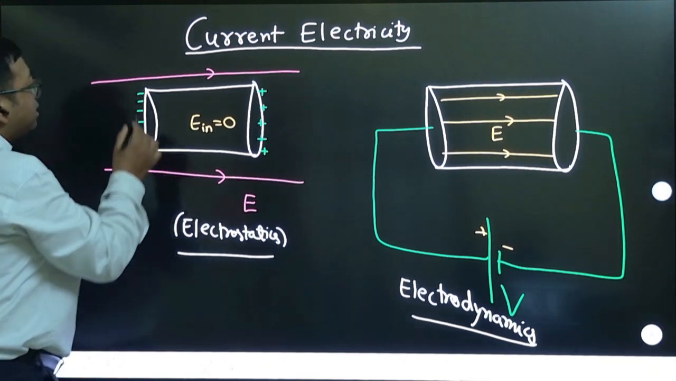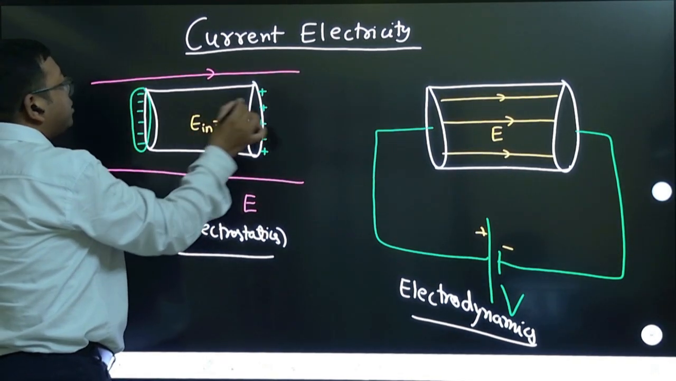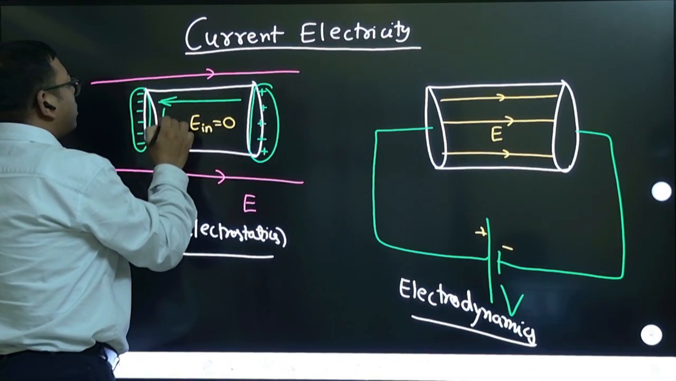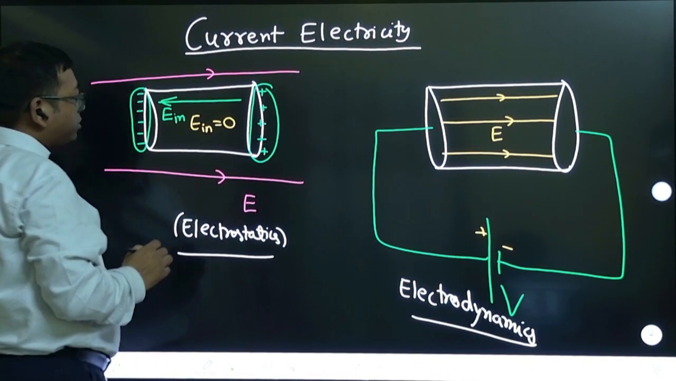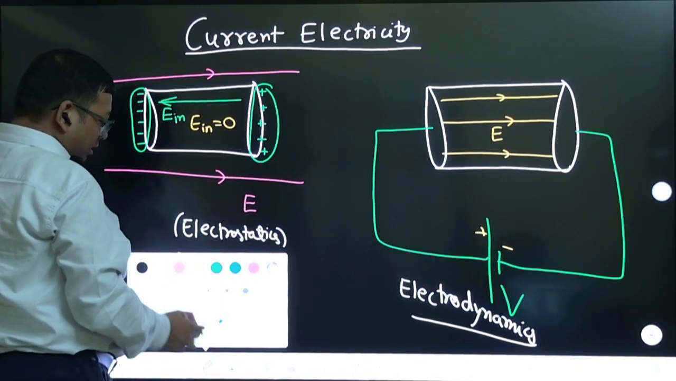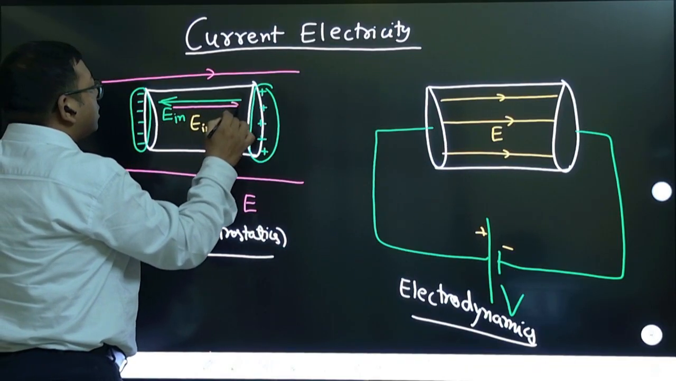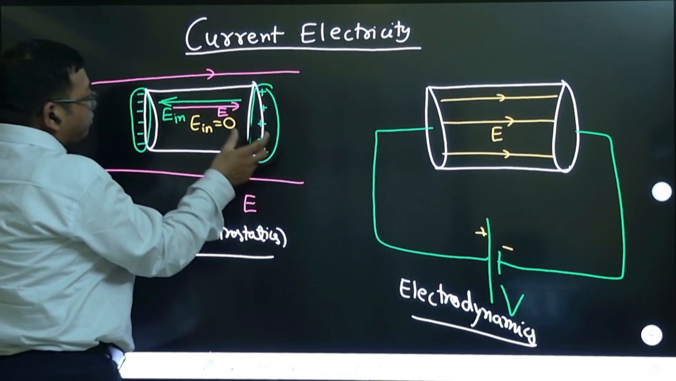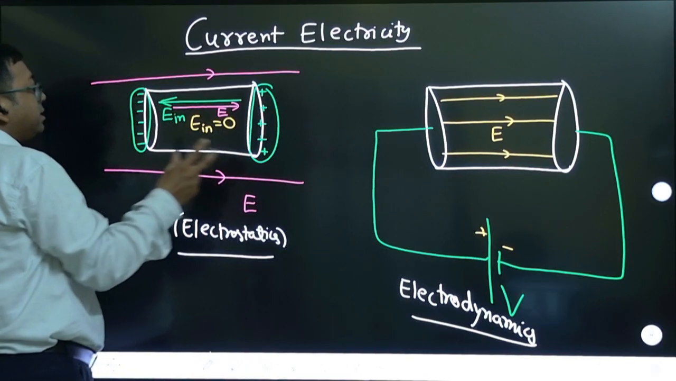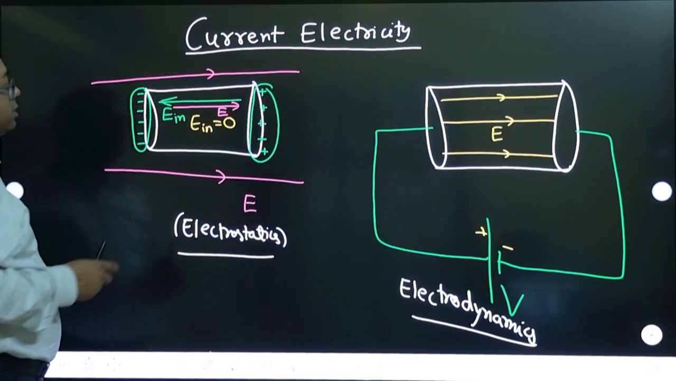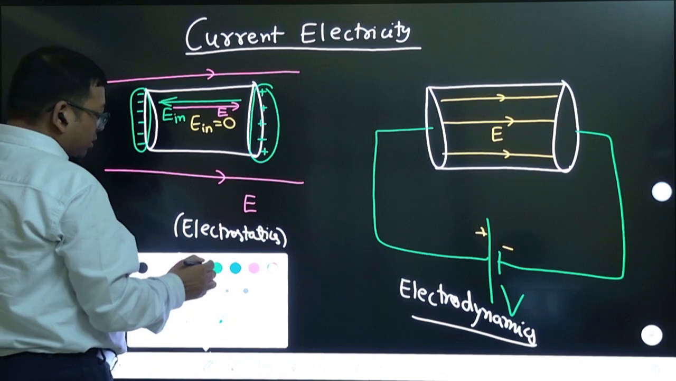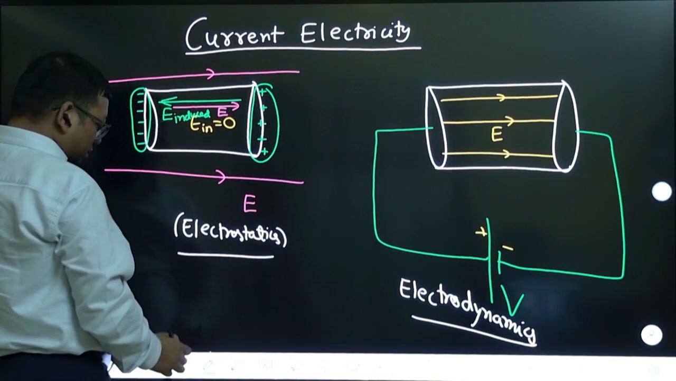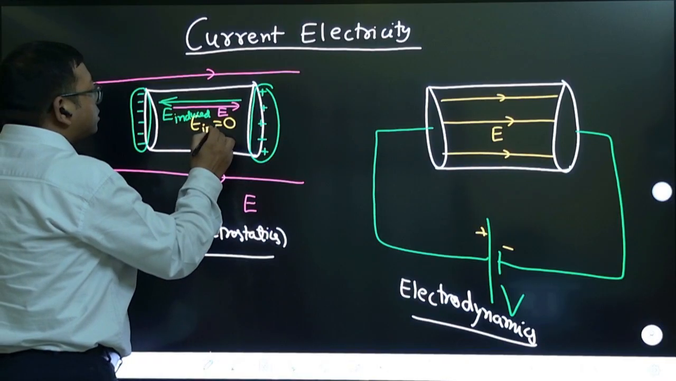Now what happens is that these induced charges, negative this side and positive this side, create an electric field. This is called the induced electric field. And already there is an external field also, which is E. E is the external field. So this external field and this induced field cancel out in equilibrium. This is E induced, and this is E inside.